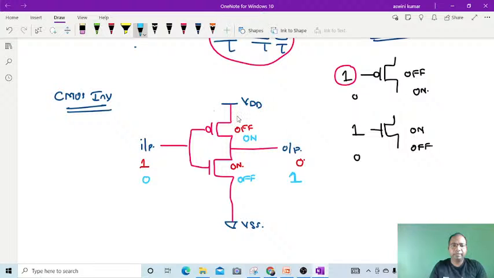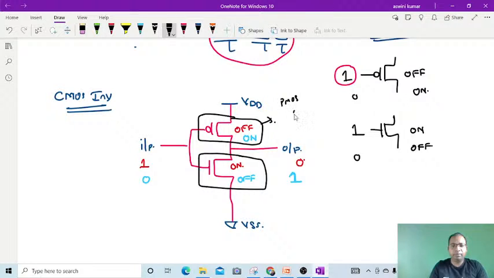Fine. So in the pull-up section we are taking the P MOSFET, and in the pull-down section we are taking the N MOSFET. Okay, why? Because P MOSFETs are good for logic 1, and N MOSFETs are good for logic 0. So that's why we are taking the advantage of both the P MOSFET as well as the N MOSFET to get a very good swing.